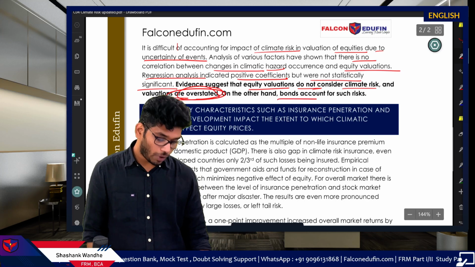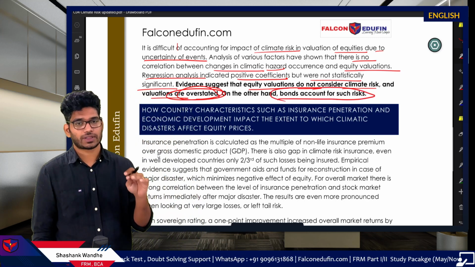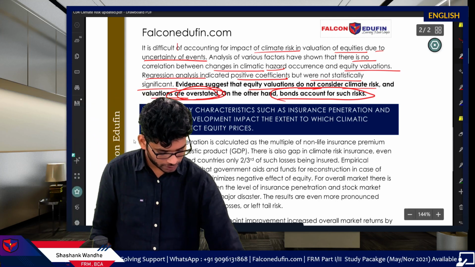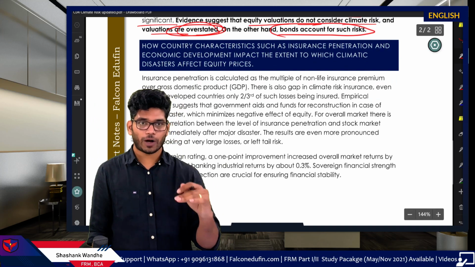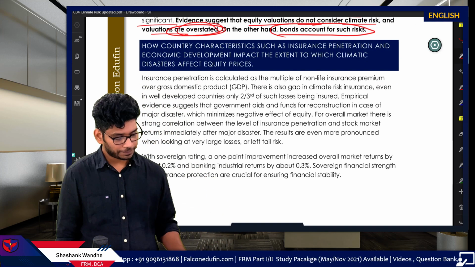On the other hand, bonds account for such risk. So in the case of bonds, we are able to see a proper correlation. Okay, so bond prices account for the climate risk, but equity prices don't.